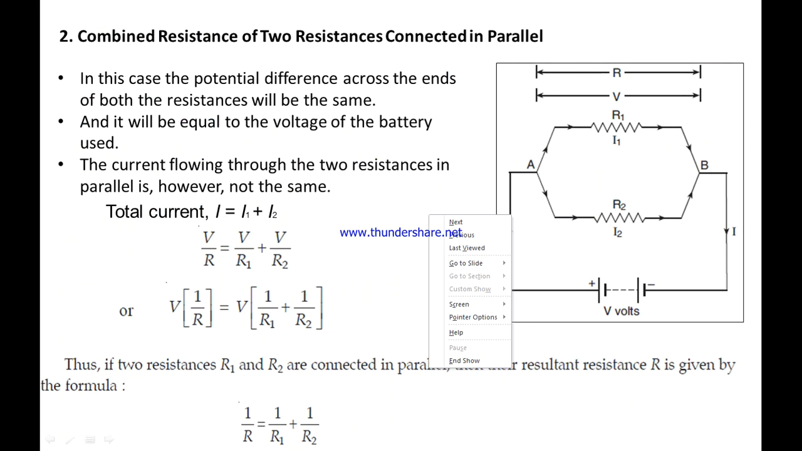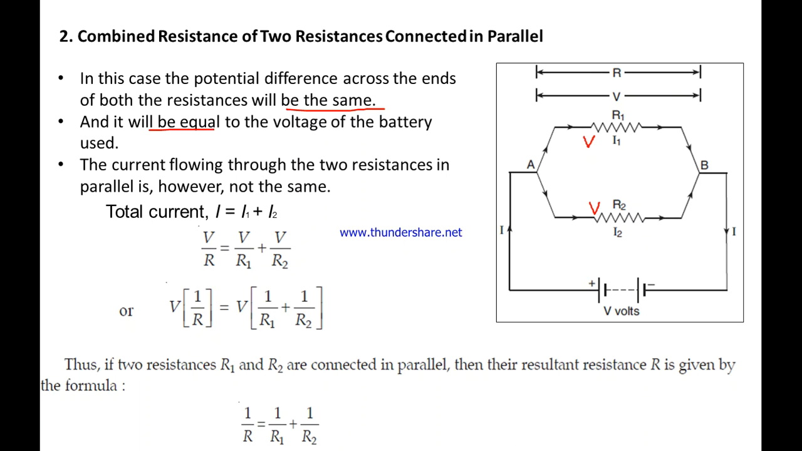Now let's see the combined resistance of two resistances that are connected in parallel. So here is the parallel. Again we have some important points regarding the parallel combination. The potential difference across the ends of both resistances will be the same. So the potential difference for R1 and for R2 will both be the same, and it will be equal to the voltage of the battery, the potential applied by the power source.